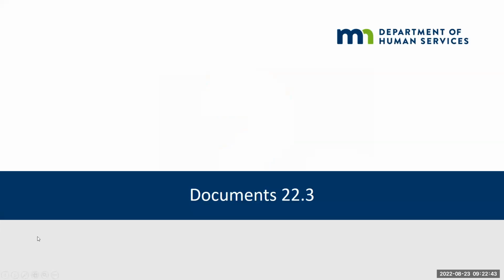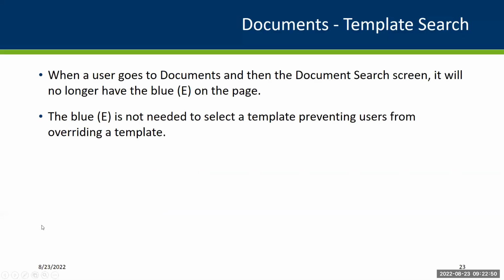Okay. Our next section covers changes to documents functionality. Documents template search. We have a change to the document template search functionality. When a user goes to documents and then the document search screen, it will no longer have the big blue E on the page. The blue E is not needed for selections of a template, and this will prevent users from overriding a template.